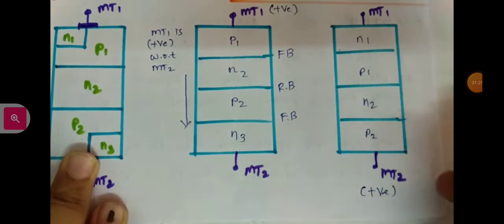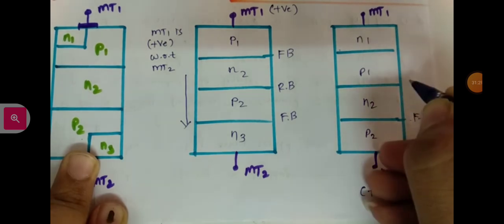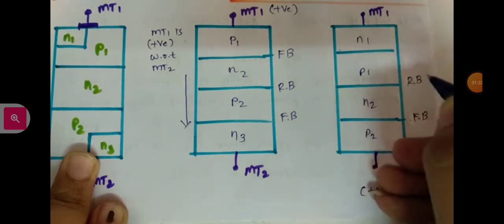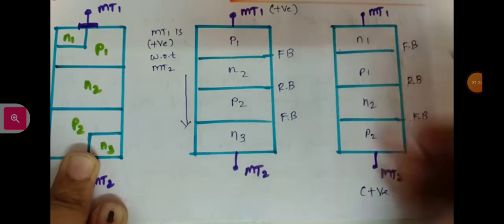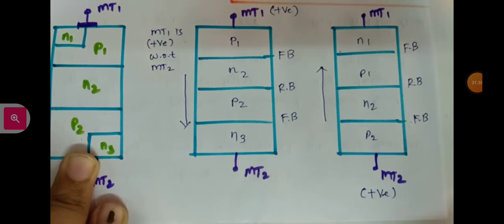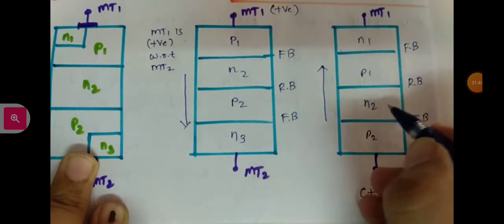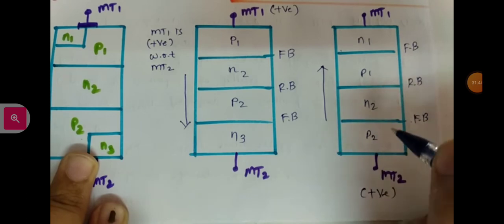In this case one can clearly see this junction will be forward biased, this will be reverse biased, and this will be forward biased. So the direction of current will be in this direction after the breakdown of the N2P1 junction.